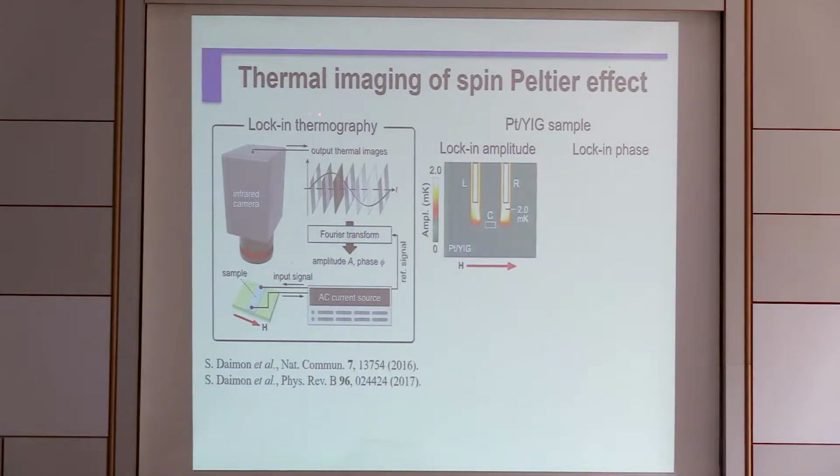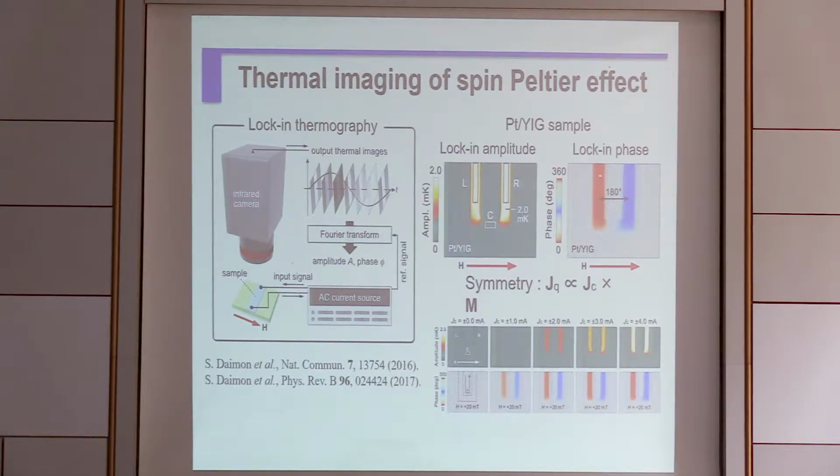So we apply the AC charge current to the sample, and we measure the sample surface temperature image by using the thermal camera. By using the lock-in method, we can measure the temperature change very precisely. Okay, so this is the result.